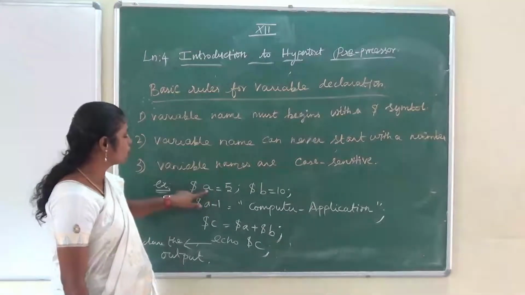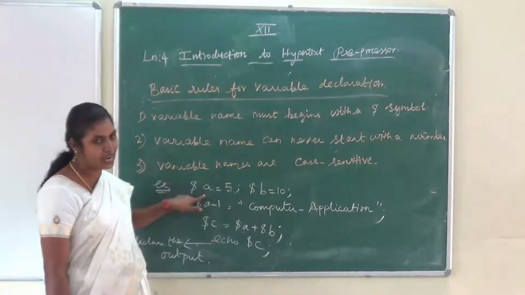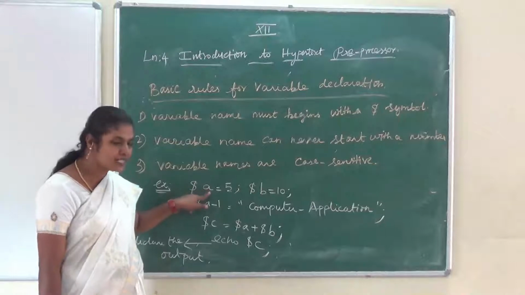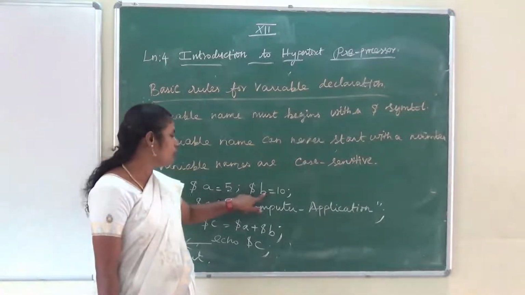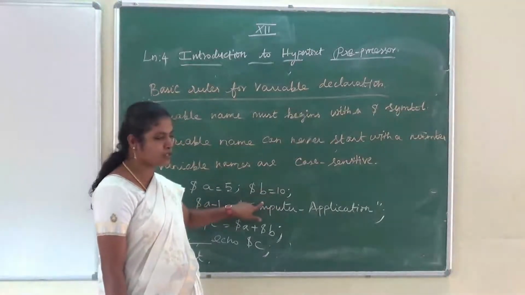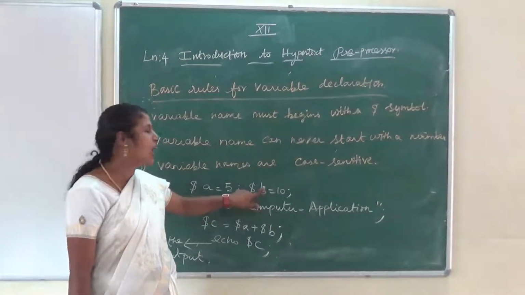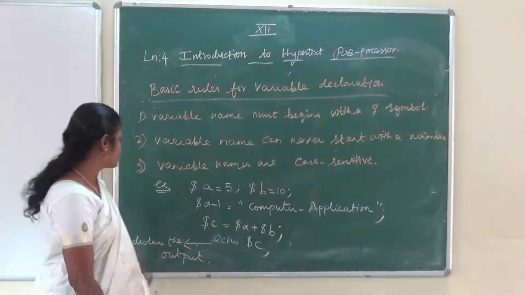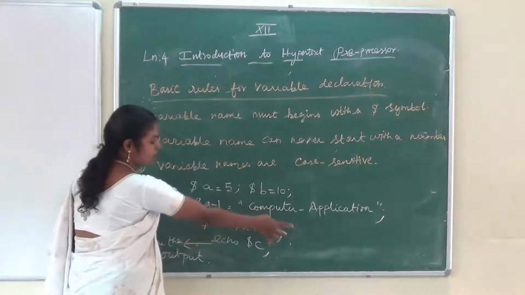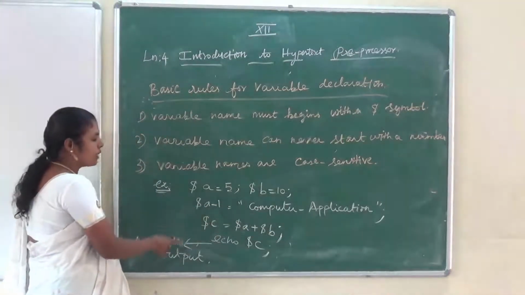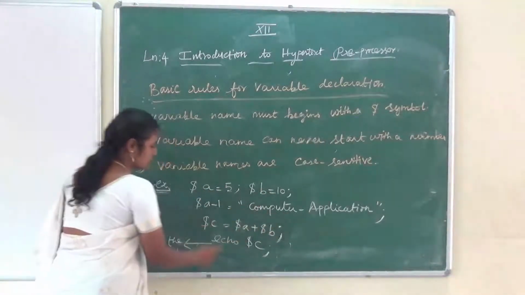Now 5 is stored in A. Where is 5 available? Inside A. A is a variable, otherwise A is an identifier, otherwise A is the name of the value. Like B also, inside B only 10 is stored in a memory location. This B is otherwise called an identifier, or the name of the value. Next one here, A underscore 1, then computer application. This one is a string data type. But 5 is a whole number, 10 is a whole number, computer application is a string.